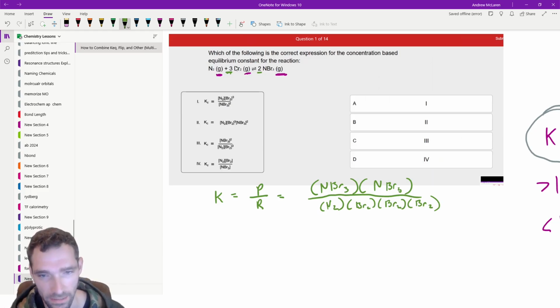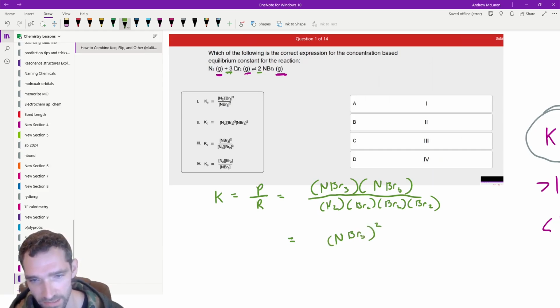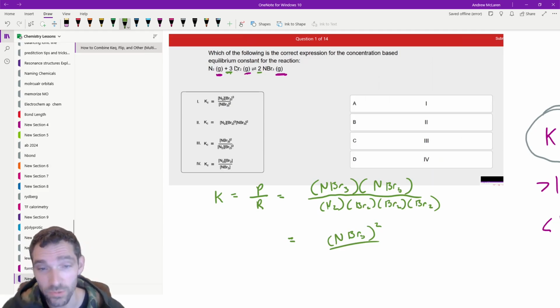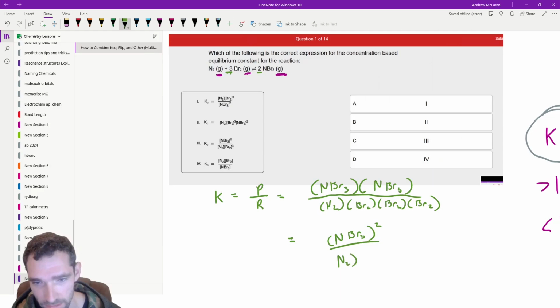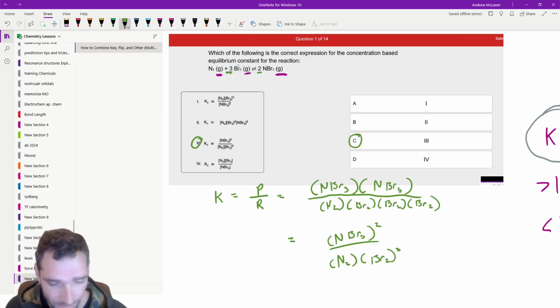But we usually write this out using squares or cube powers in the expression just to condense this down. We have 2 different products here, so as the amount of product comes up, you need to multiply 2 numbers together. That's why it's being squared. And we've got our product on the top, our reactant on the bottom. The most common mistake is to flip these. As you can see, they tend to give that mistake as an option, like what we're seeing in 1 there. That is not correct. We actually have number 3 being our answer here. So C would be correct.